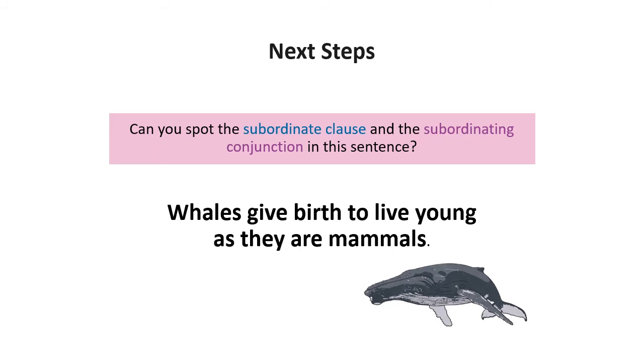Whales give birth to live young as they are mammals. So let's see if we can spot the subordinating clause first. The sentence, whales give birth to live young, works on its own. We're adding some information there with a subordinating clause. So we've got as they are mammals. And then the subordinating conjunction is as.